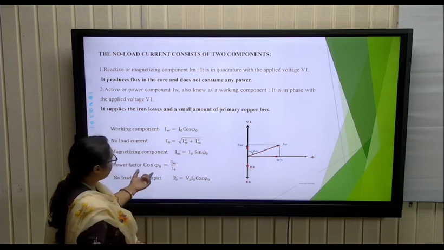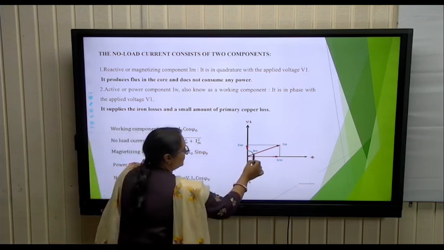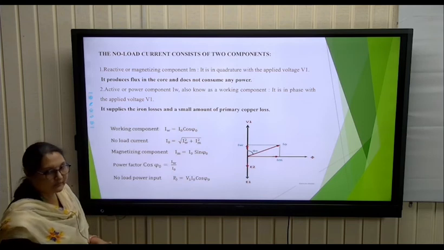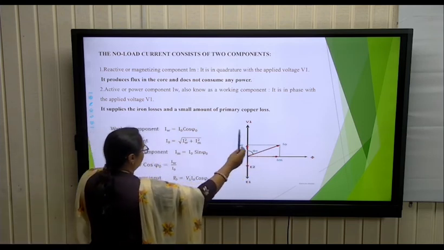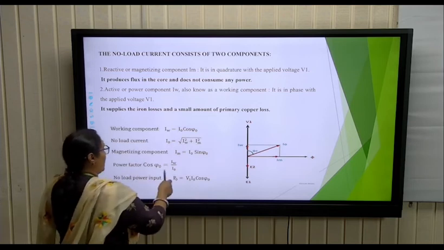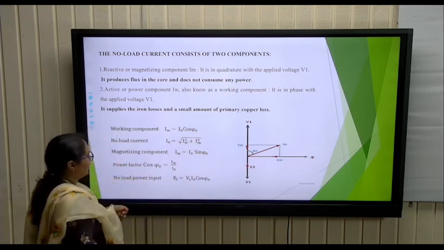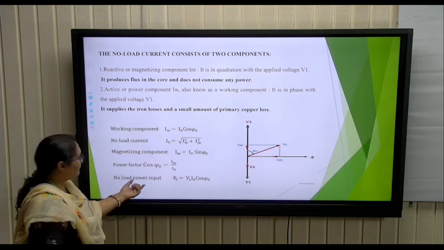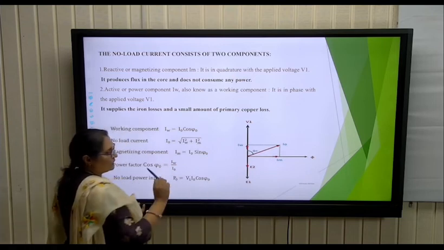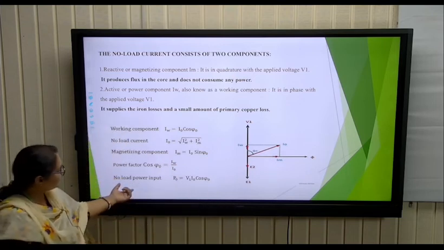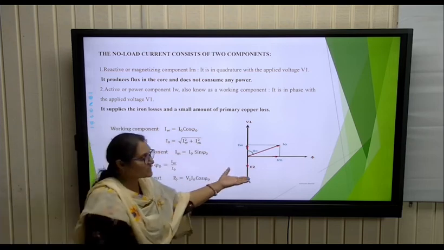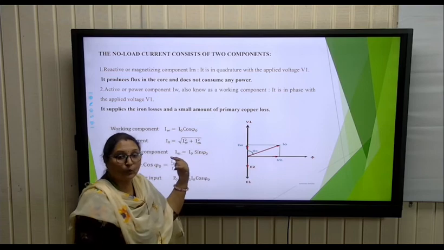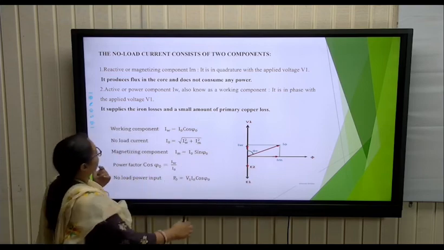So what is the power factor? This cos phi is the power factor of the circuit. So from here you can get cos phi, that is the base to the hypotenuse. So this is IW to I0, and the no load power input is V1 I0 cos phi naught. So these are the relative expressions from this phasor diagram. You can get this phasor diagram only when you understand the no load phasor diagram of the transformer.